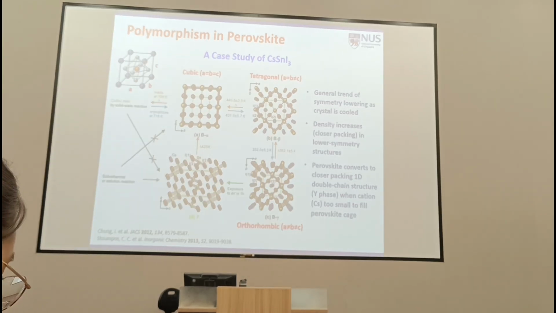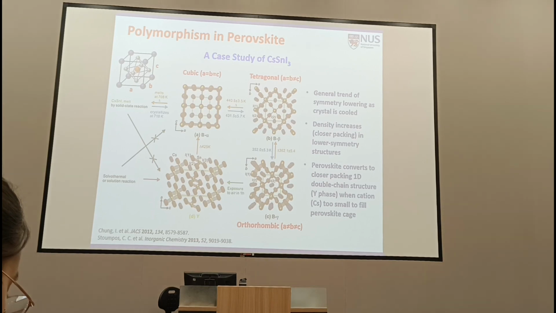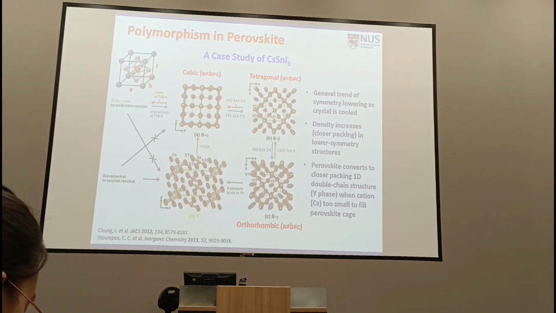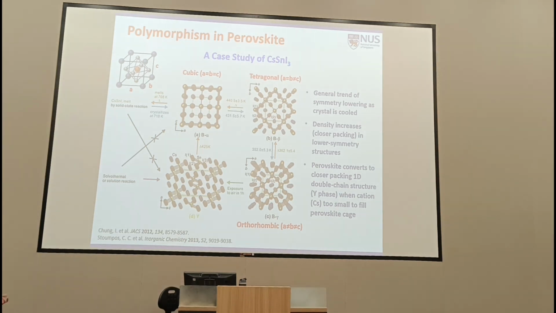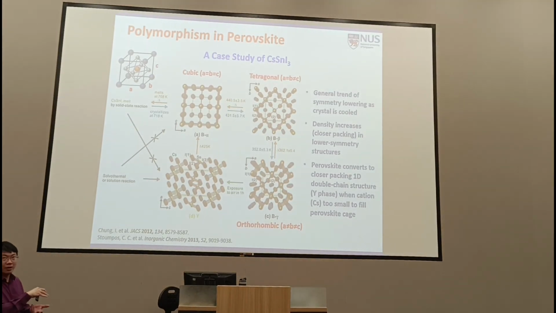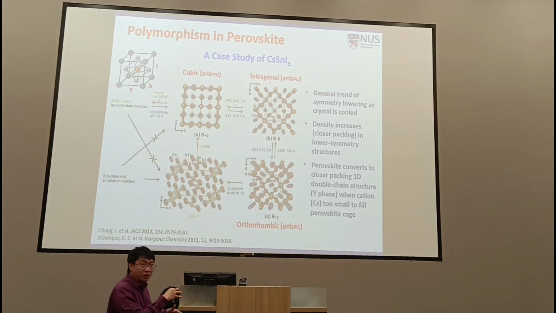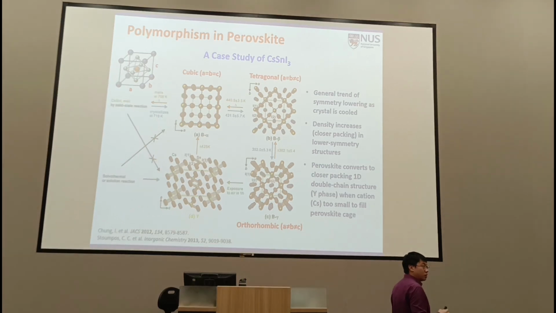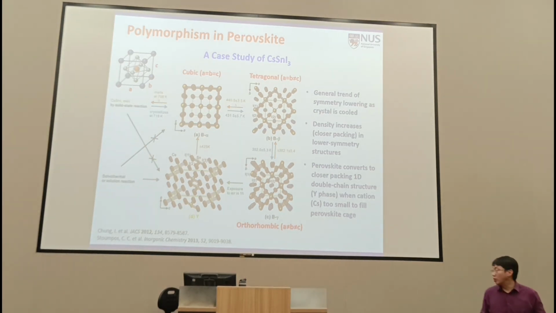But it is just slightly distorted in one of its dimensions. Now, if I cool it even further, it becomes what we call orthorhombic structure. Now, all three sides are not equal. Of course, it's not a cube. In this case, it's still a perovskite structure, but it's completely distorted in all three dimensions. All three sides are no longer equal.